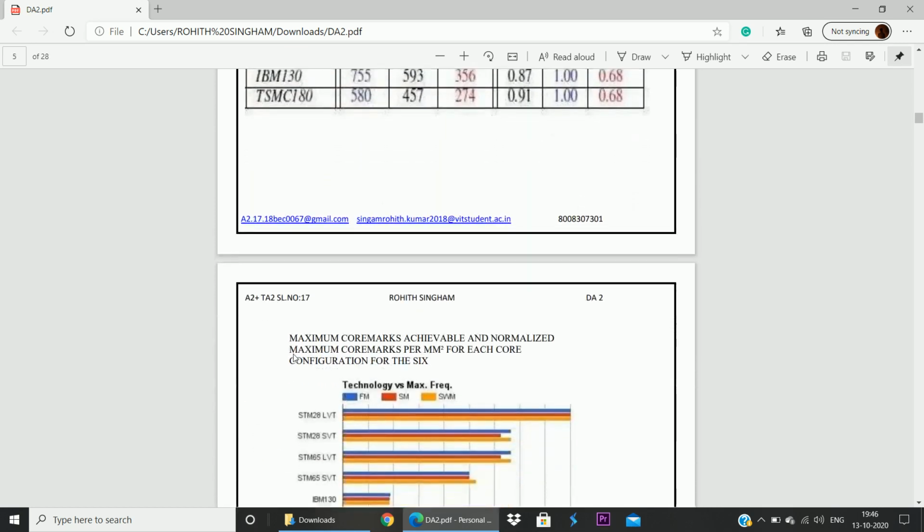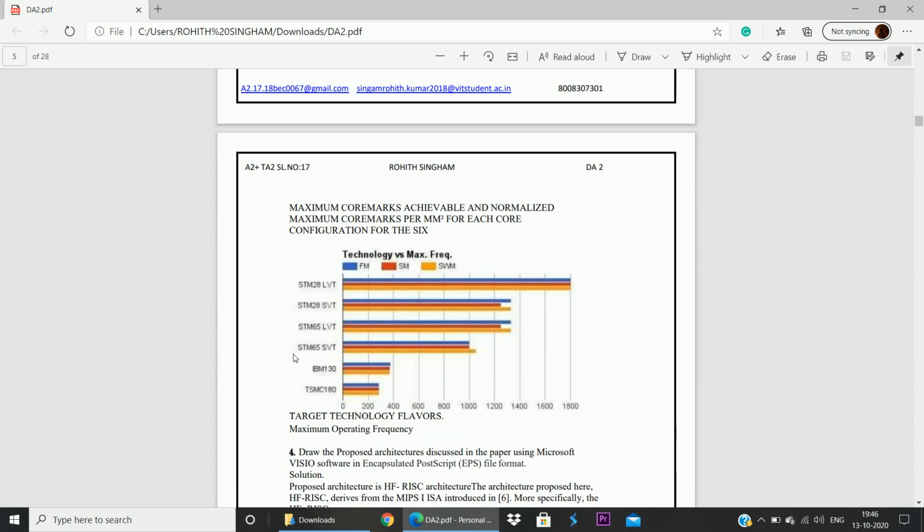Next coming, this is the maximum CoreMarks, the achievable and normalized maximum CoreMarks per square millimeter for each core configuration. Blue represents the FM, the red represents the SM, and the yellow represents the SWM. And these are all the technology.